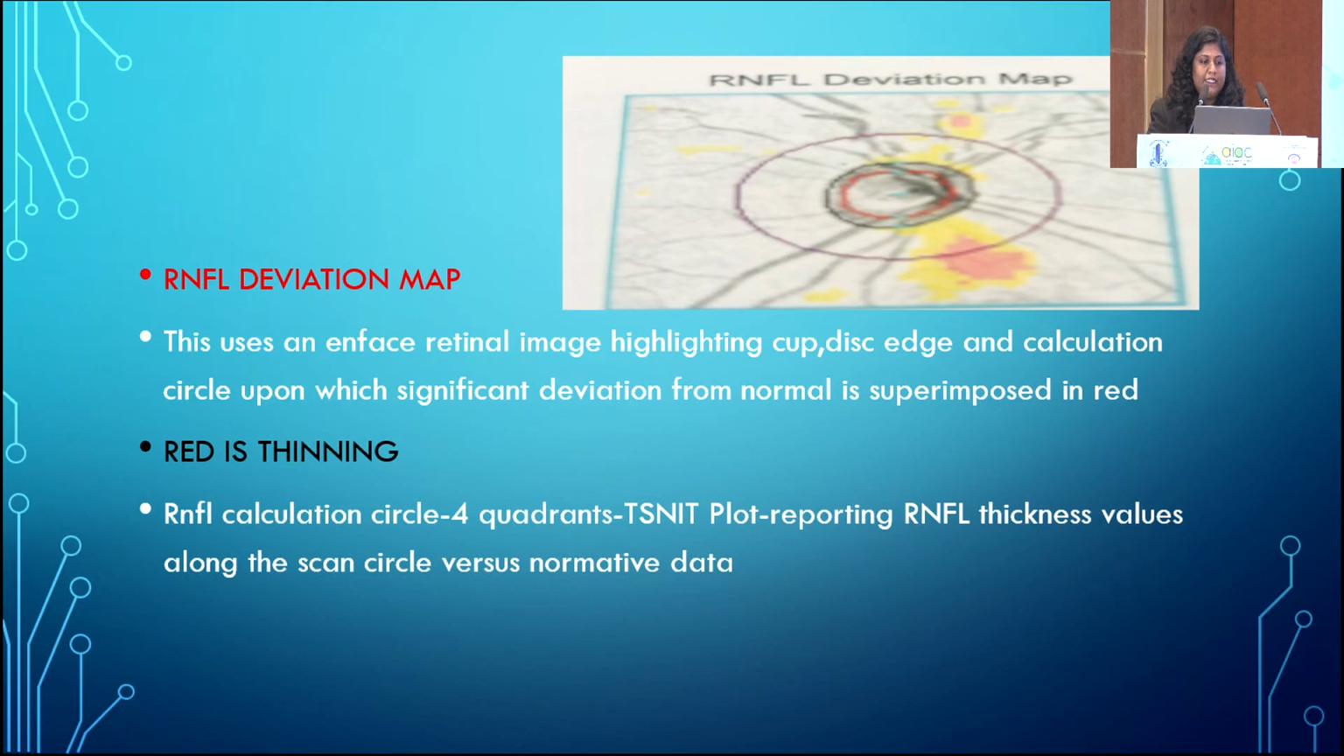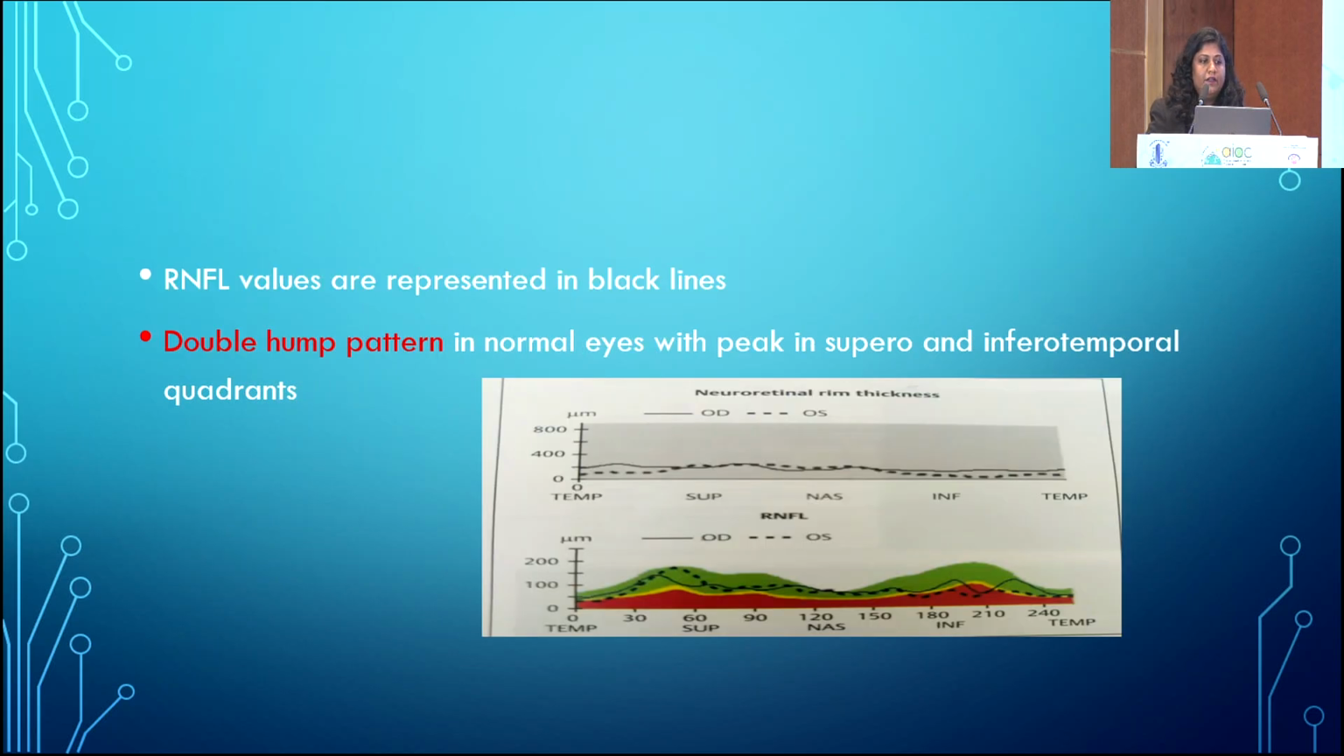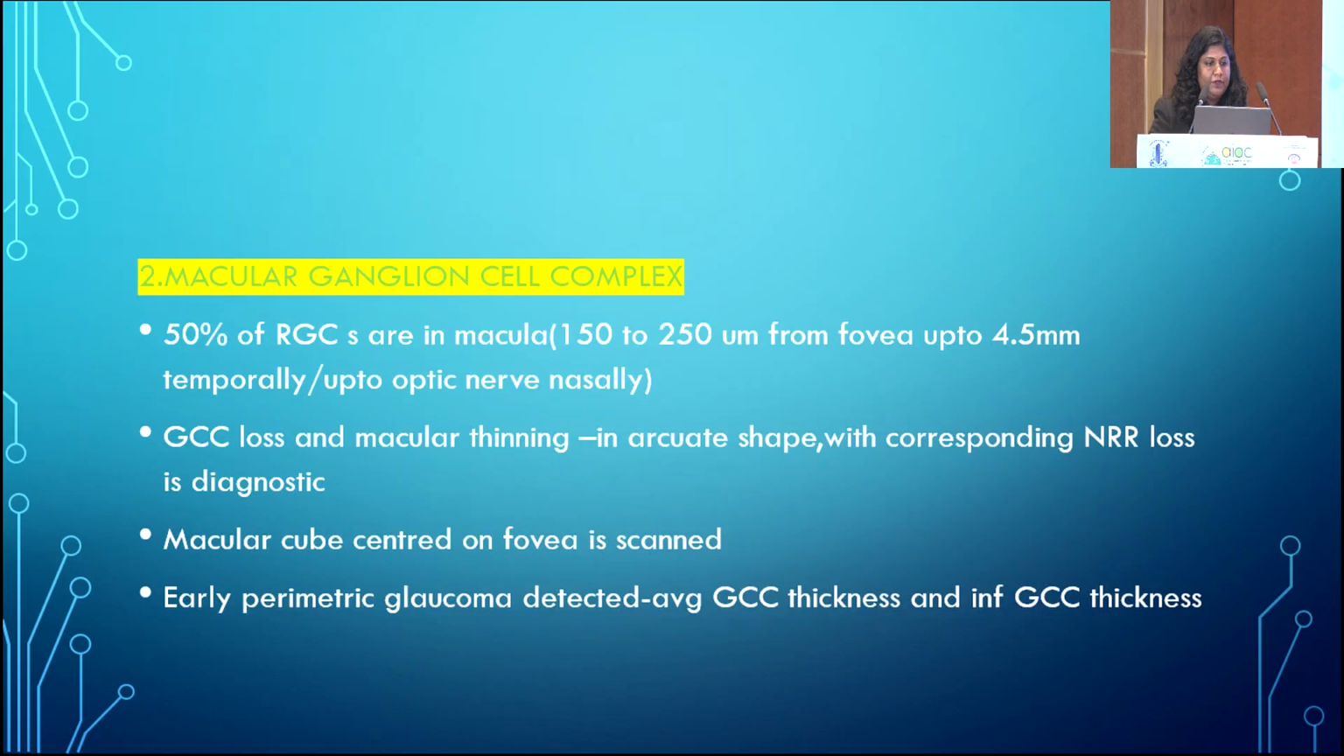The next one is the RNFL calculation circles. That is the 4 quadrants: temporal, superior, nasal, inferior and temporal plots. Normally there will be a double hump pattern. You can see the superior one and also the inferior one, there is a hump-like position. You have a pointer, so that there are 2 humps. That is the normal double hump pattern in normal eyes, with a peak in the superotemporal and inferotemporal quadrants.